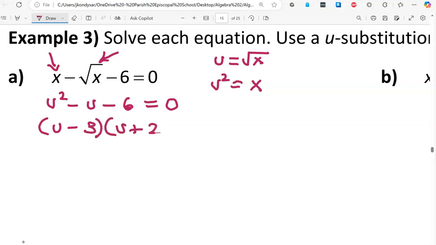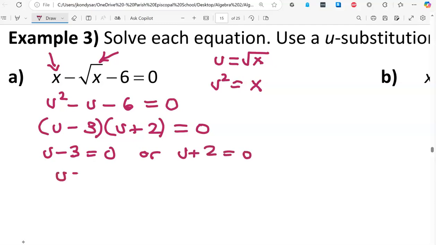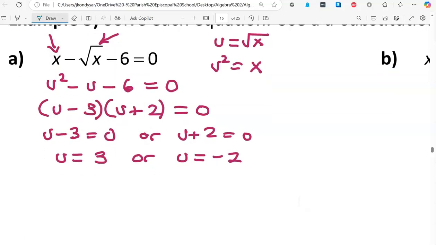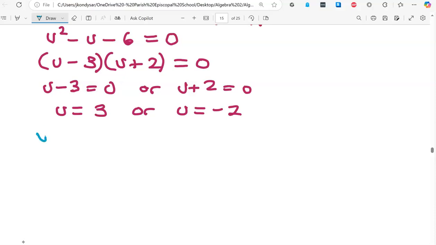u minus 3 times u plus 2 is equal to 0. So that means that u minus 3 is equal to 0, or u plus 2 is equal to 0. So we're going to get two solutions for u. u is 3, or u is equal to negative 2. Now don't forget we have to do the back substitution step. So we're going to replace the u's with the square root of x.